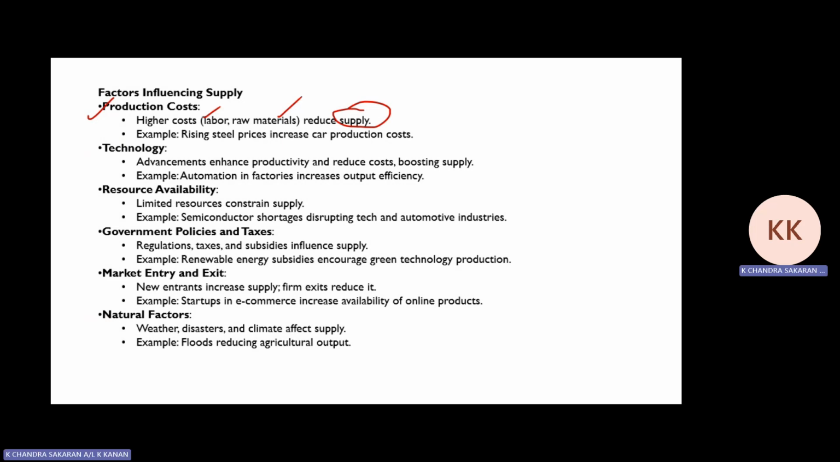Okay, for example, steel price rising. So what happened? Car price becomes very expensive because the cost of producing the car is higher now. Clear? So production costs, or simply you can relate this to the price of inputs. Okay, you can say this as the price of inputs. It's a very important factor in deciding this.